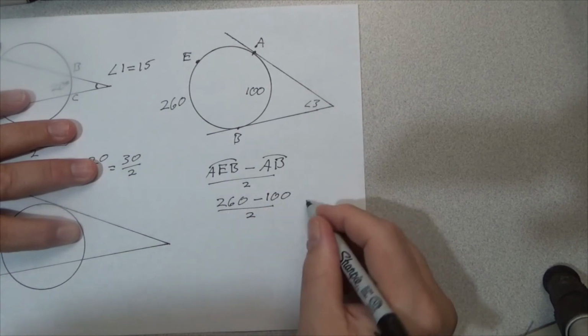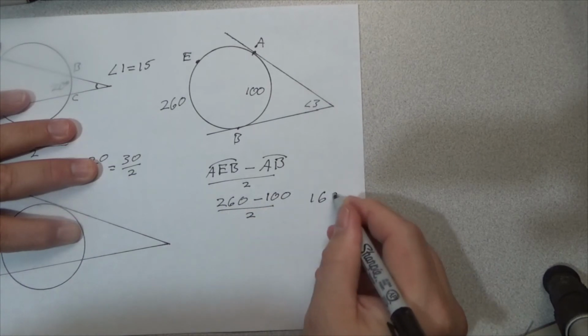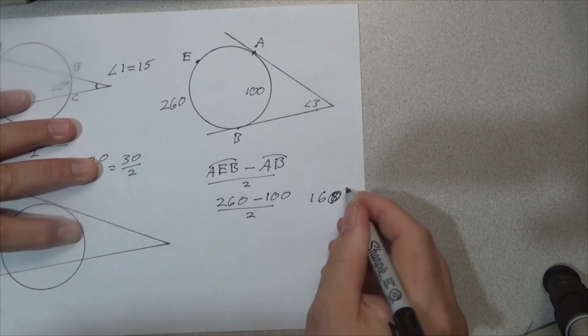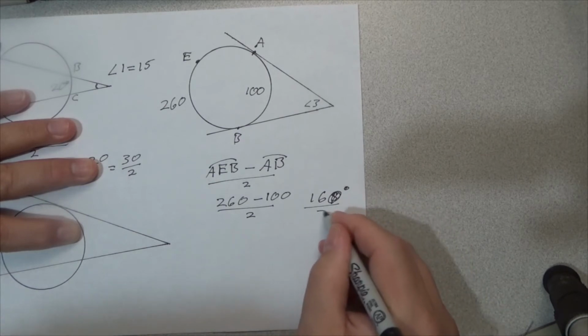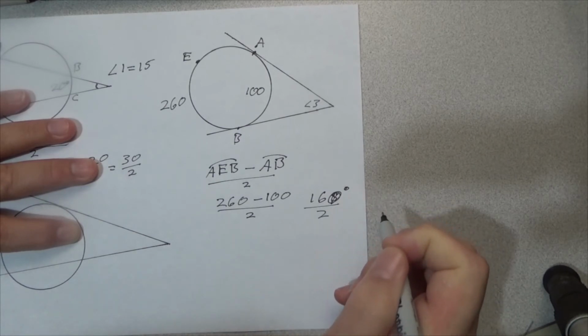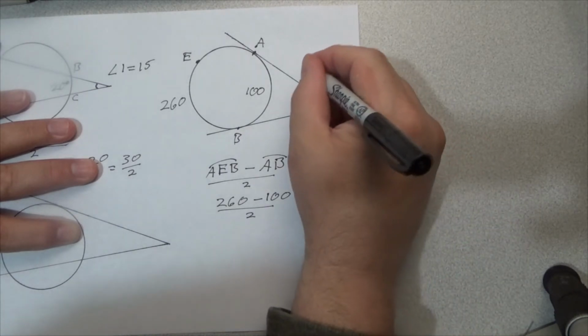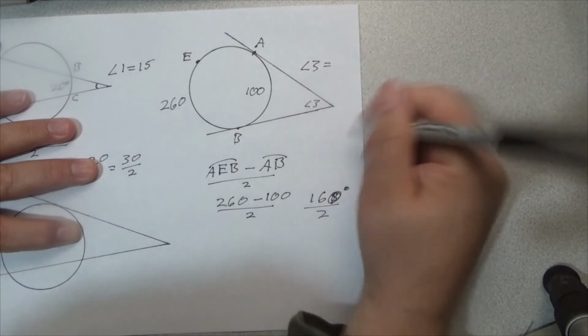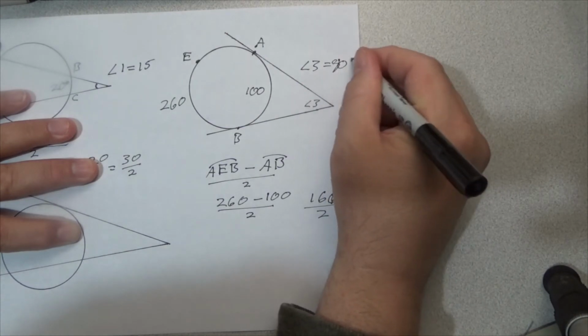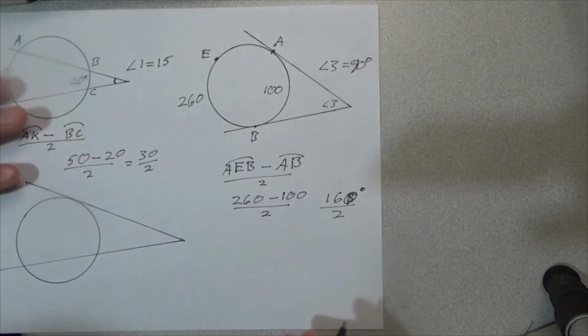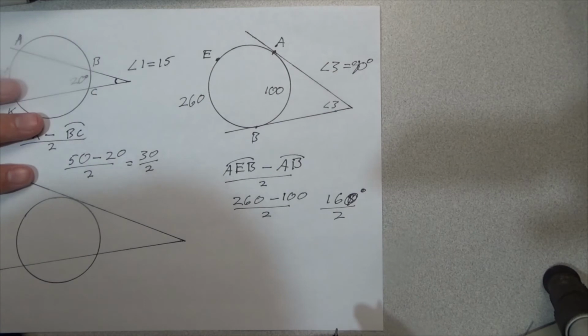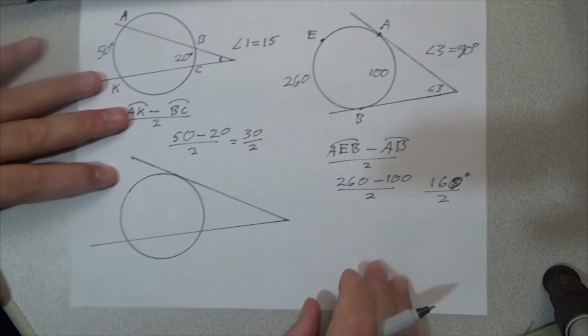So that gives us 160, oops, not 168, 160 divided by 2, which means that this angle 3 right here is equal to 80 degrees. Doesn't really look like it, but for the math.